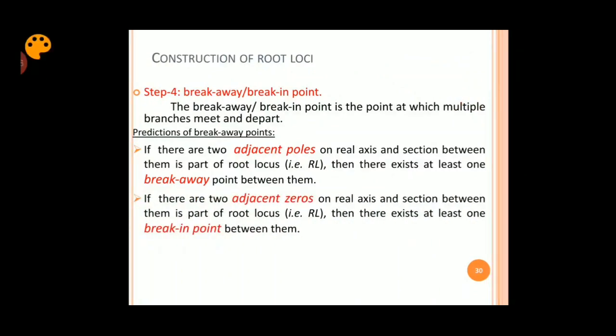Next, this says, if there are 2 adjacent zeros on the real axis and the section between them is RL, then there exists at least one break-in point between them. So for example, suppose on a real axis you have 2 adjacent zeros and the section between them is RL, then in between these 2 zeros, there is a possibility that there will exist a break-in point.